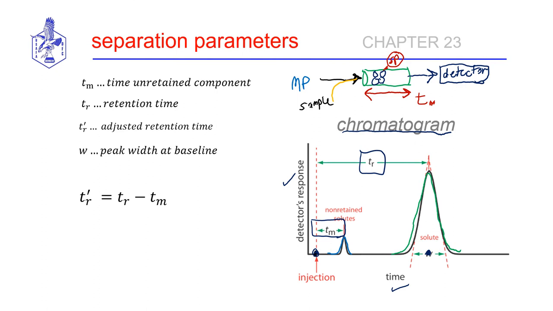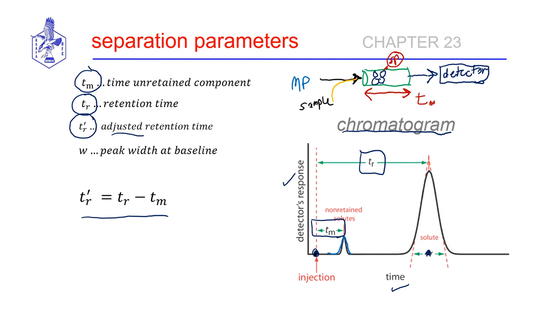So we have the time of the unretained component, and we have the retention time of my component of interest. We oftentimes like to work with what we call an adjusted retention time, T prime R. That is simply taking my retention time and subtracting the time it took for a component that spent zero time in the stationary phase. Another parameter we like to measure is the width of the peak.